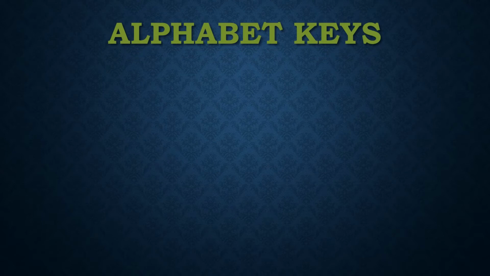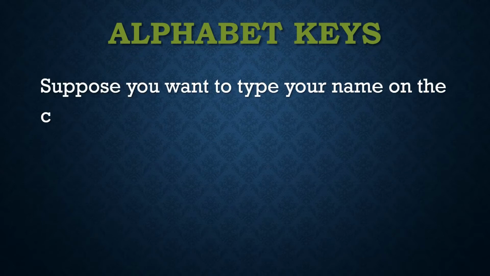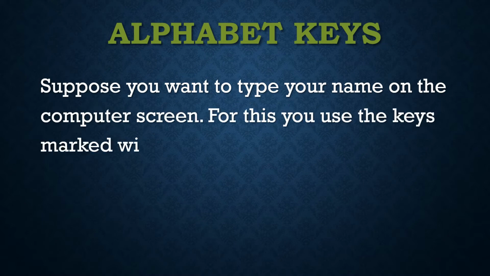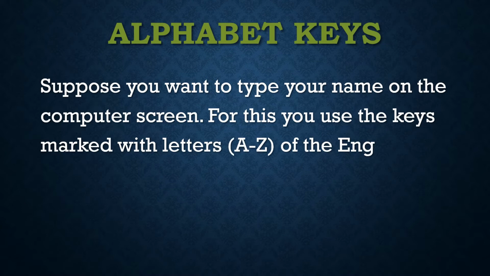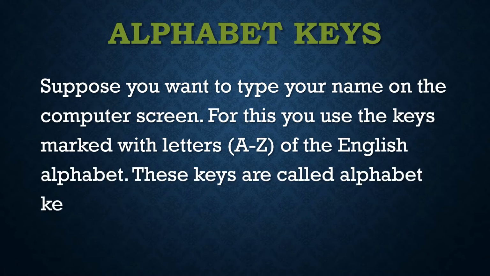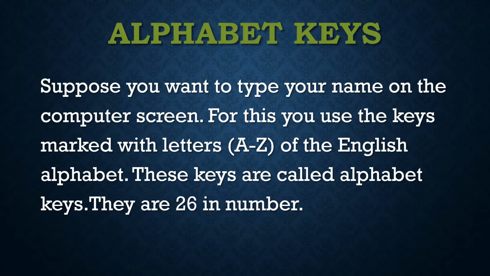Alphabet keys. Suppose you want to type your name on the computer screen. For this, you use the keys marked with letters A to Z of the English alphabet. These keys are called alphabet keys. They are 26 in number.